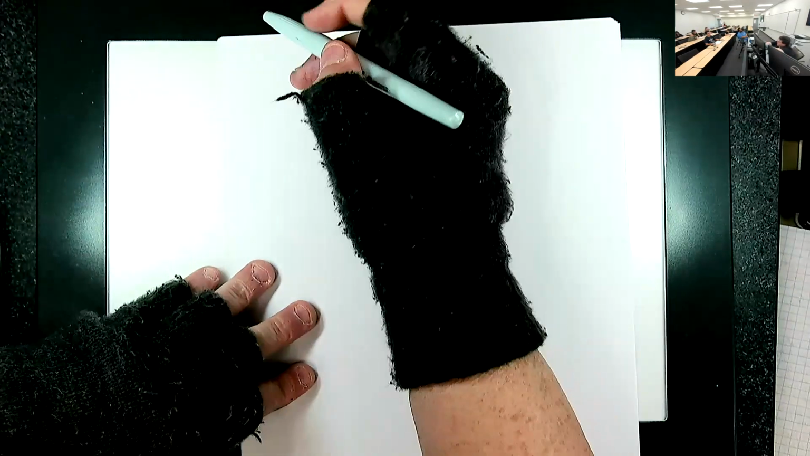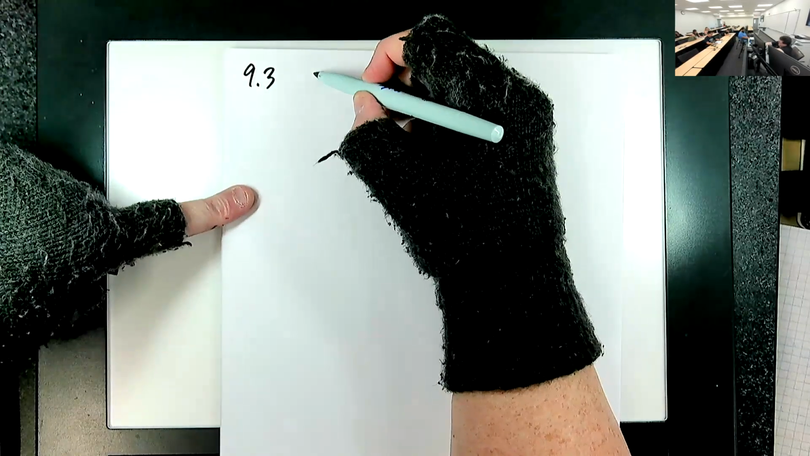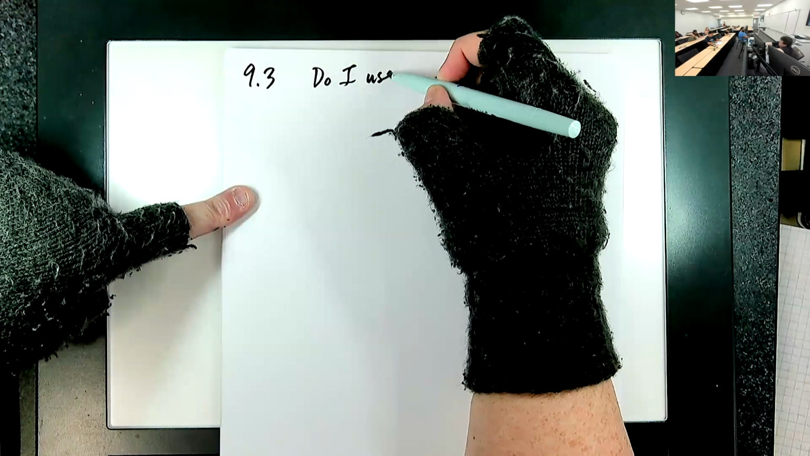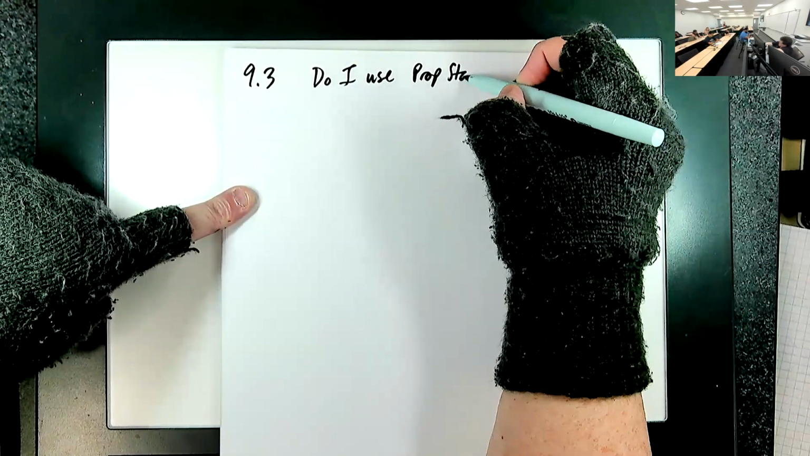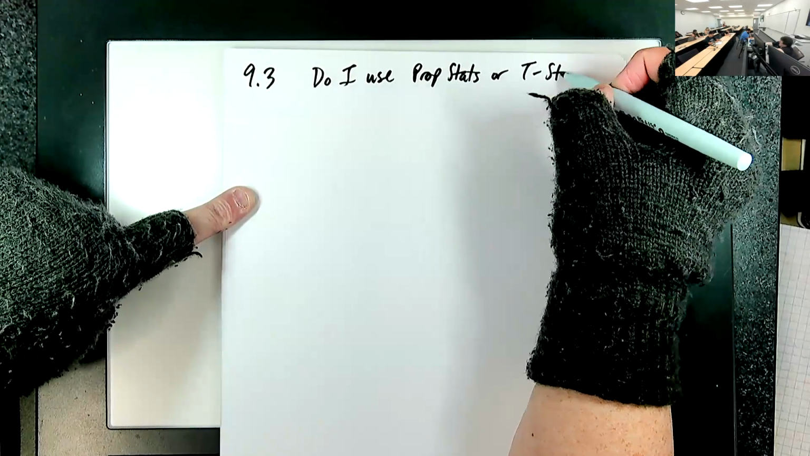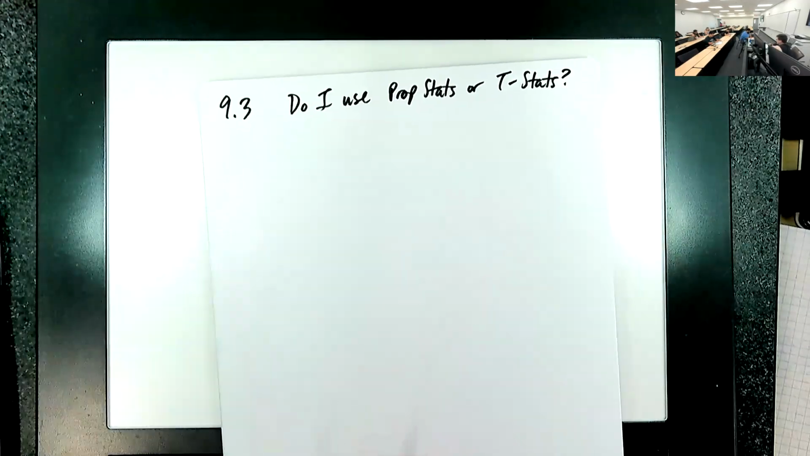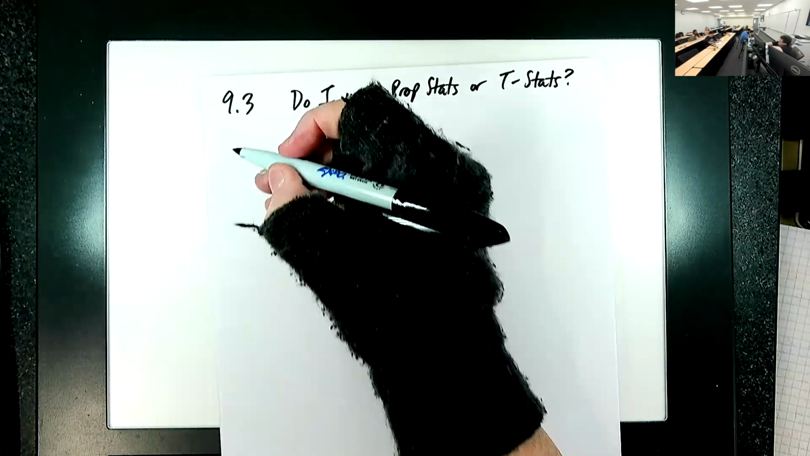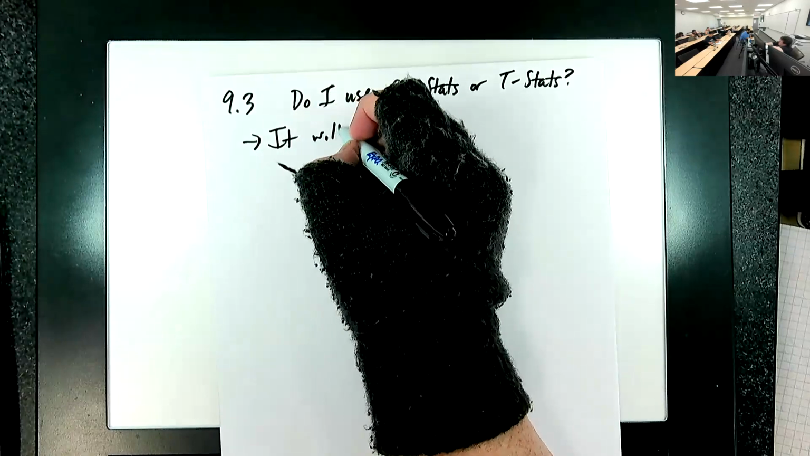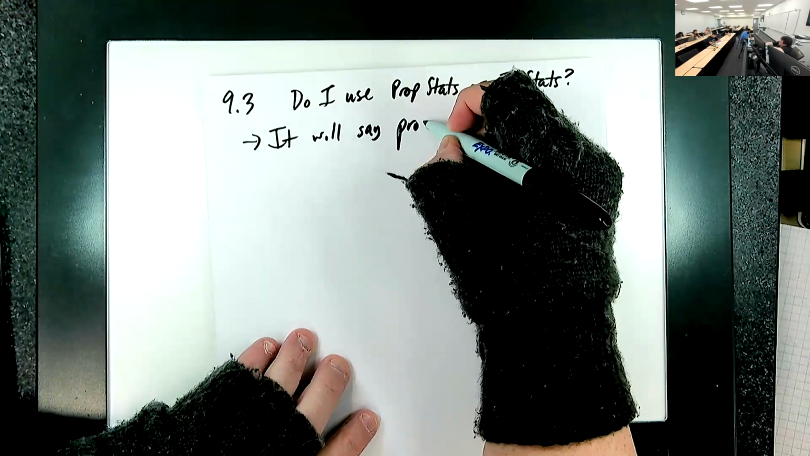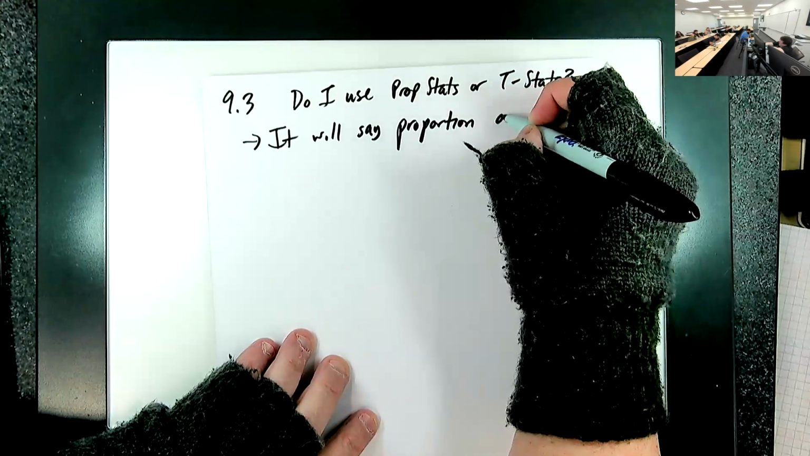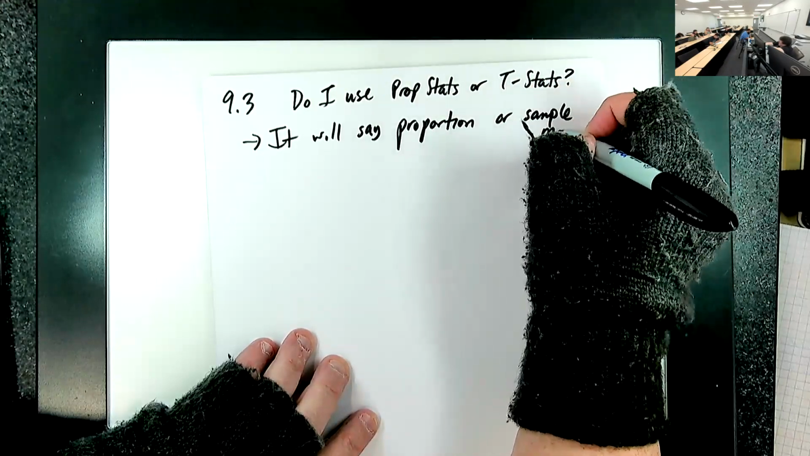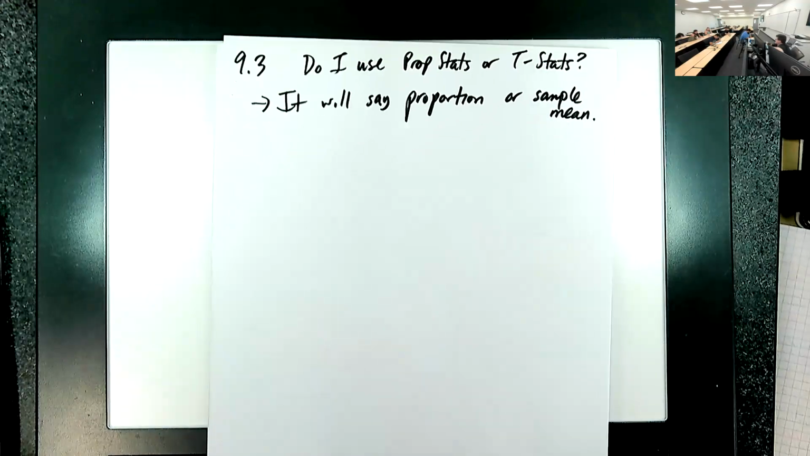So, what 9.3 is going to push on you is, how do I know which to use? Do I use proportion stats or t-stats? I'm glossing over this pretty quickly because some of it's pretty obvious. In some cases, it will say proportion or sample mean. That's the obvious gimme.